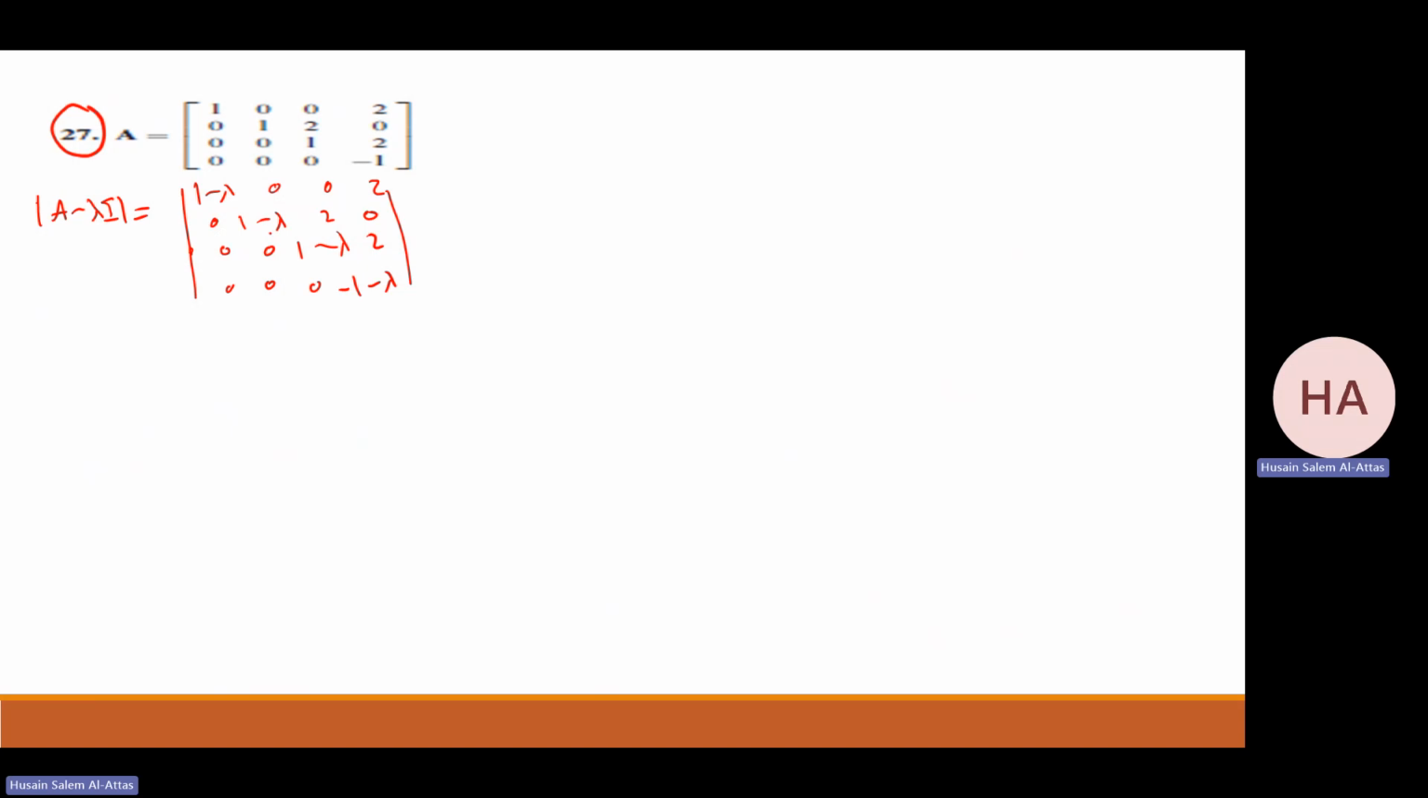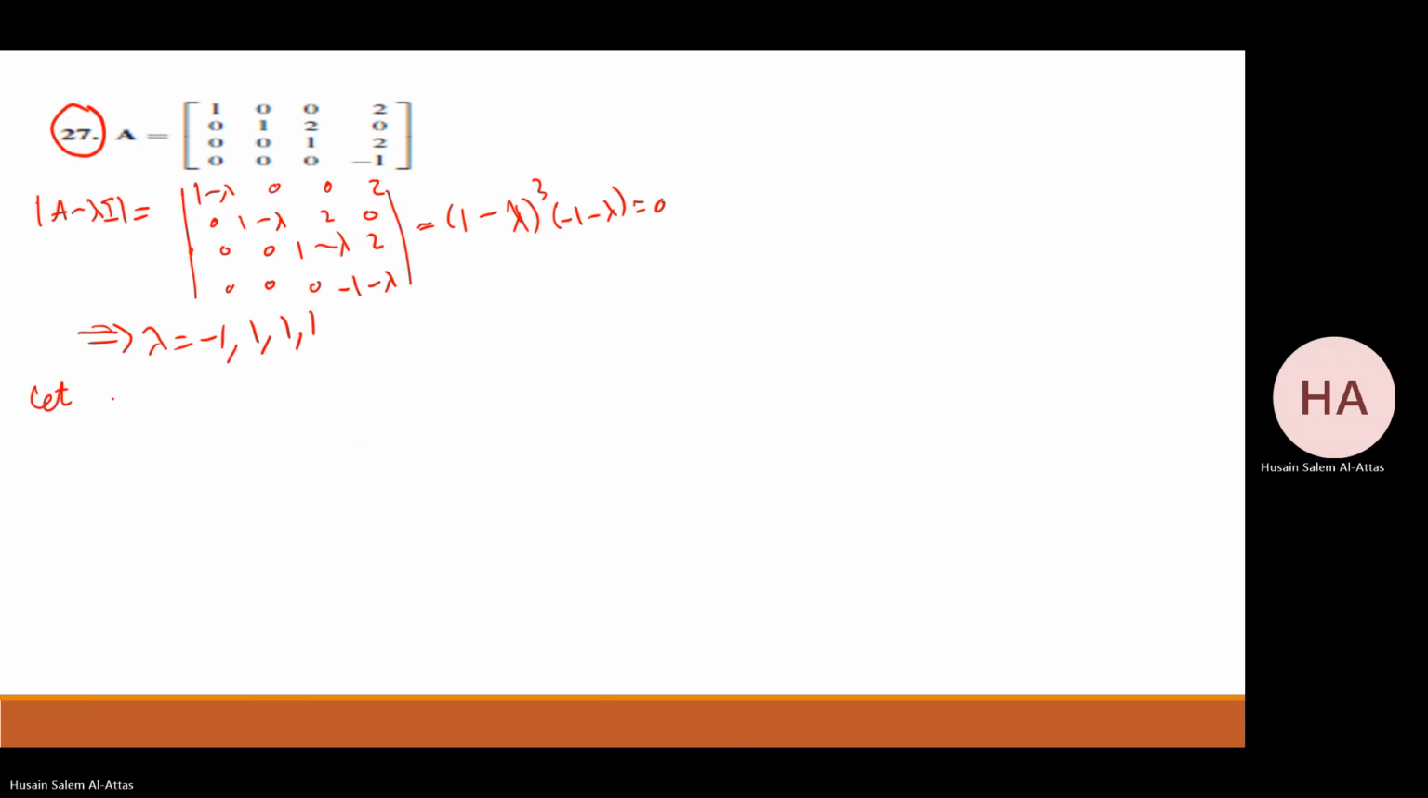We do the calculation. So it will be (1 minus lambda)^3 minus (1 minus lambda) equals 0. So what are the eigenvalues? Lambda will be equal to minus 1, 1, 1, 1. So I need 4 eigenvectors for A to be diagonalizable. Let me see what will happen.